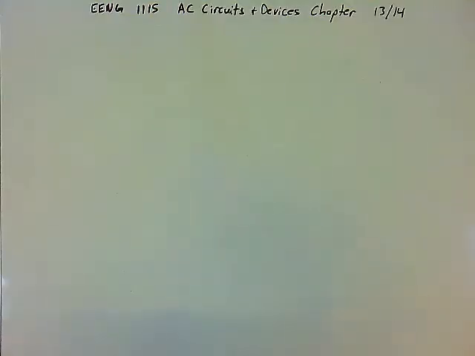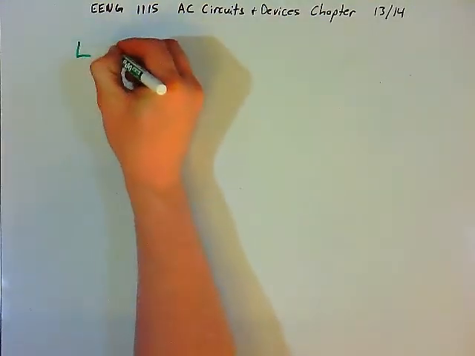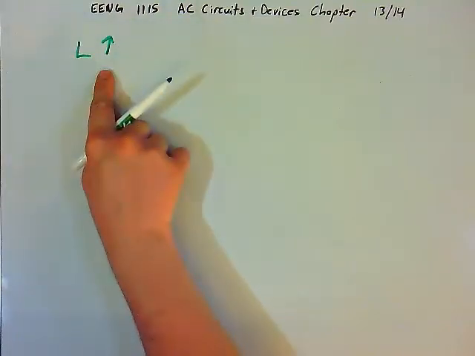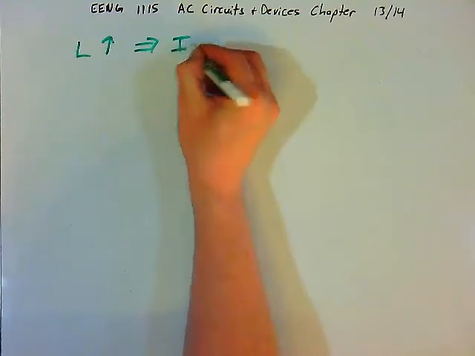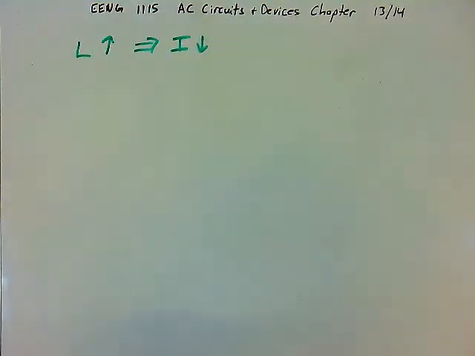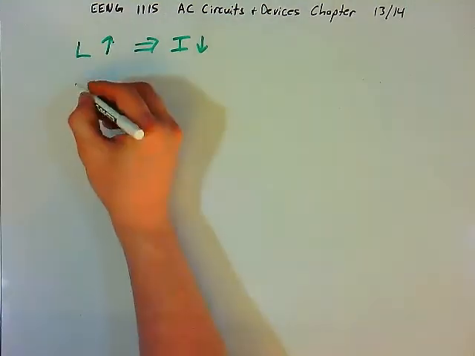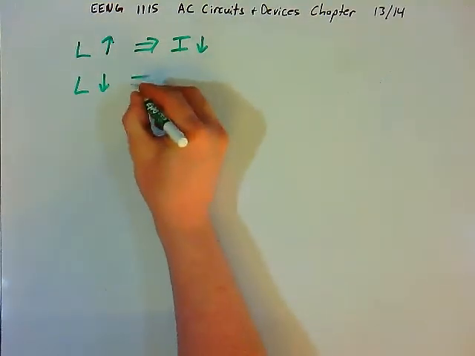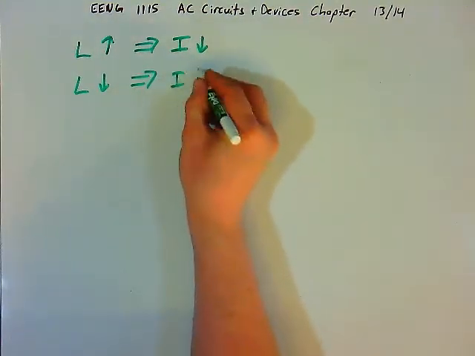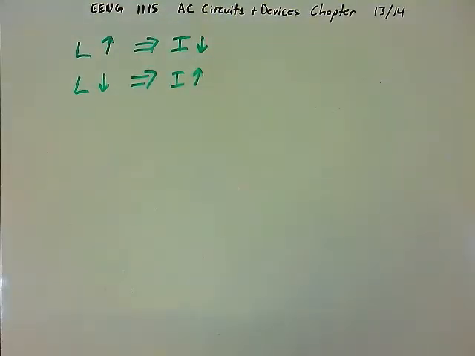So let me re-summarize that. If the inductance is a big value, then the current will be a smaller value. They're inversely proportional. If the inductance goes up, the current goes down. If the inductance is a small value, then the current will be a higher value. And again, that means that they're inversely related. If the inductance goes down, the current goes up.